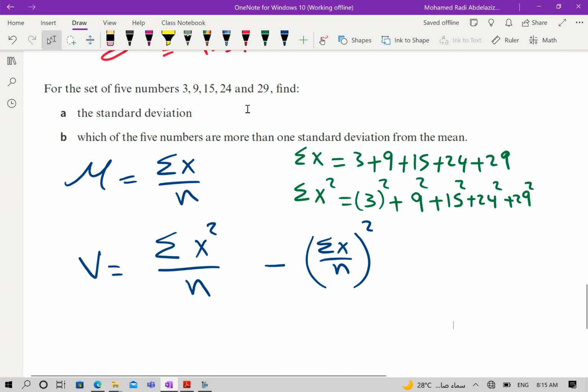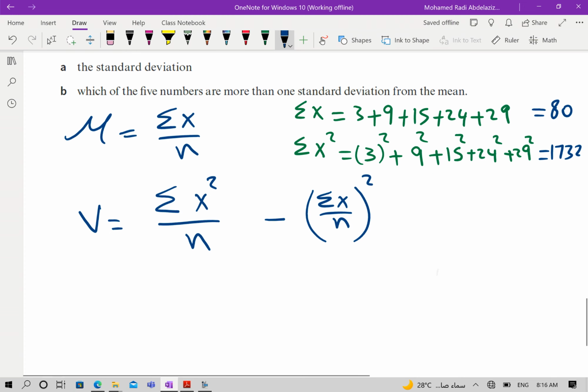Sum of x equals what? Sum of x is 80? Sum of x squared? 1, 7, 3, 2. Anyone give the same answer?